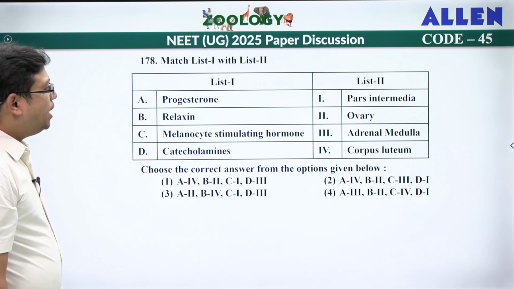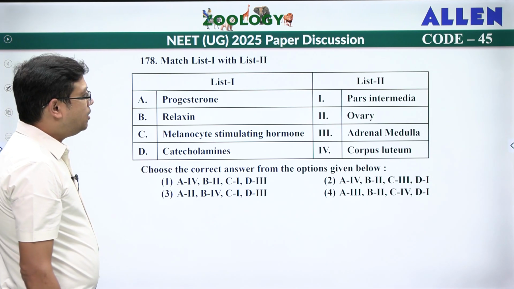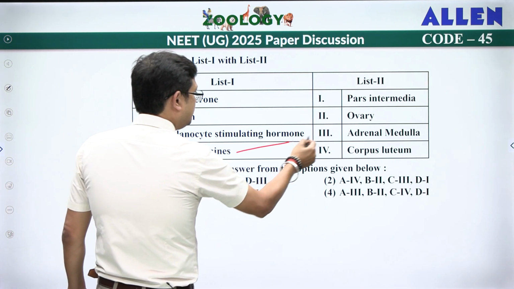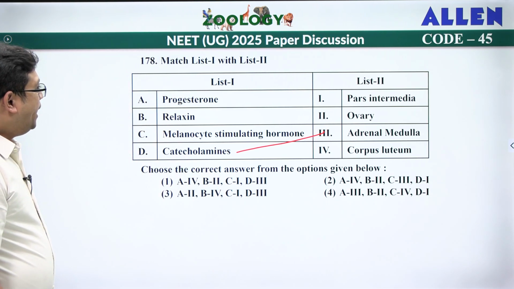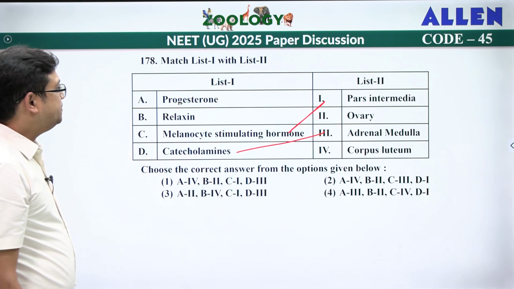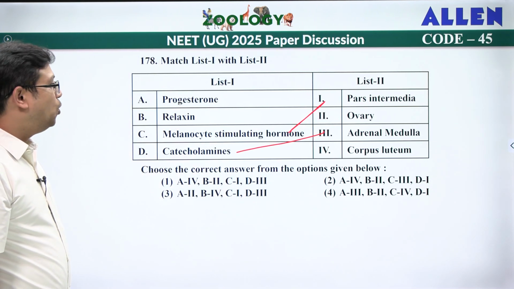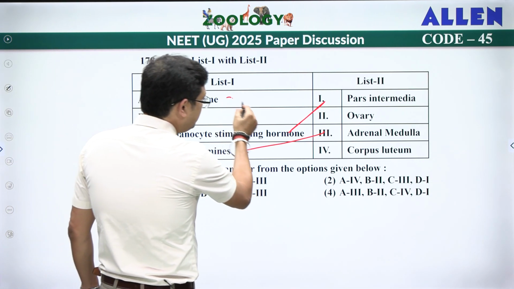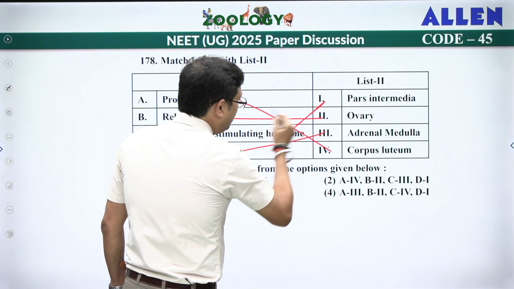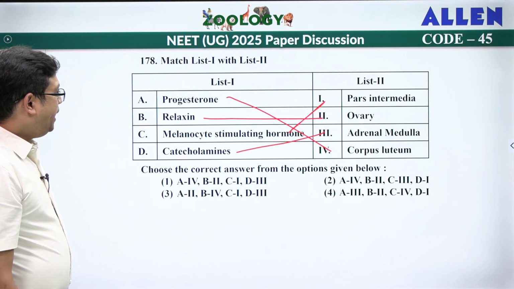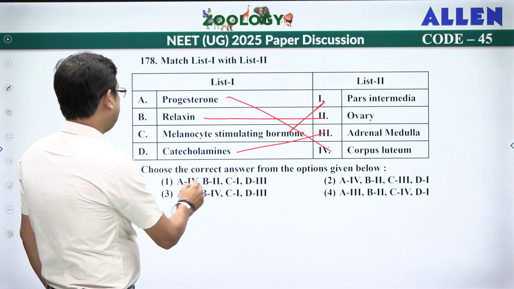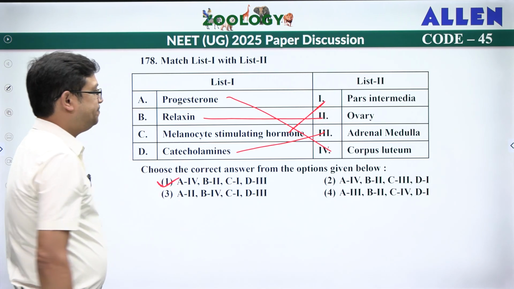Next. Here we have to match the columns. Catecholamines are adrenaline and noradrenaline, so this is adrenal medulla. MSH is from the pars intermedia of the pituitary gland. Progesterone is the primary hormone produced from corpus luteum. So A should be 4 and relaxin will be 2. So A is 4, B is 2, C is 1 and D is 3. Answer will be first one.